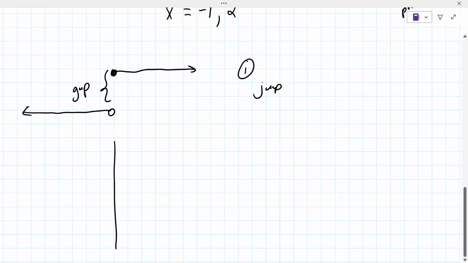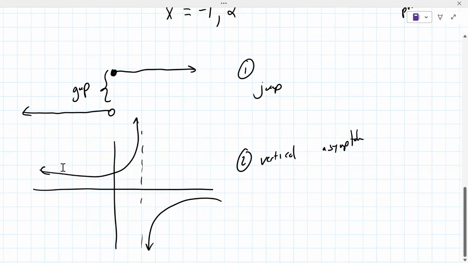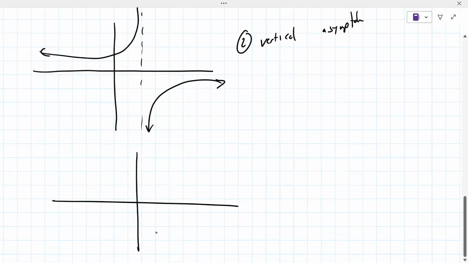The next type is called a vertical asymptote. Have you seen those before? Yes. So that's where they're disjointed completely. Like you're going up forever, you're going down forever. And another example here, they could be going in the same direction, like both going down, but there's no way they touch. They don't connect together.